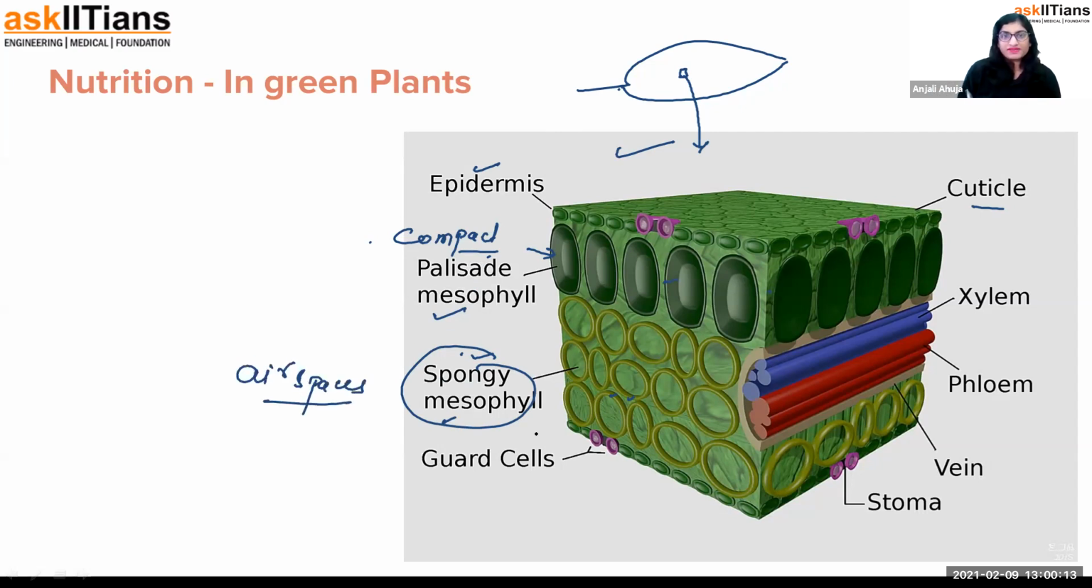And through air spaces, gaseous exchange can happen. Because whenever stomata is present, like suppose this is a leaf, stomata will be present on the lower surface of the leaf. There will be the spongy mesophyll. And through stomata, gaseous exchange happens. So gases need space to move. So that's why spongy will be there. I hope you're now getting my point.